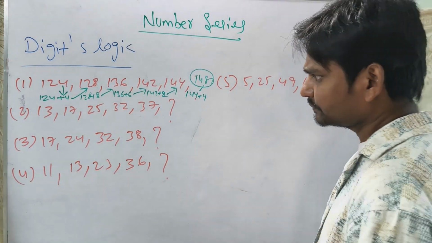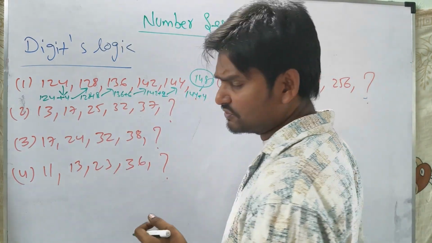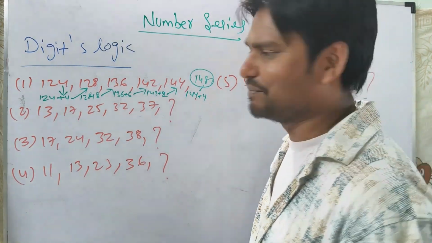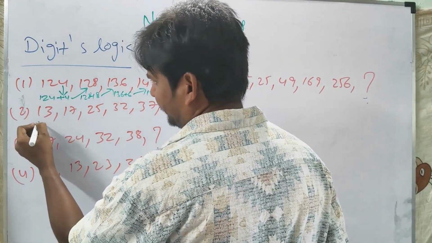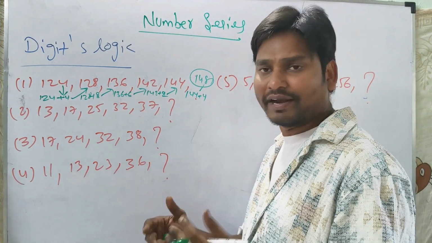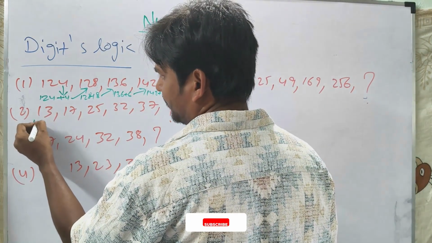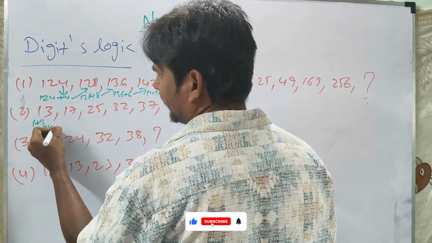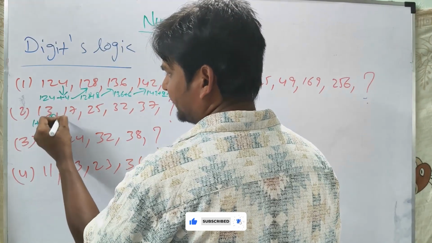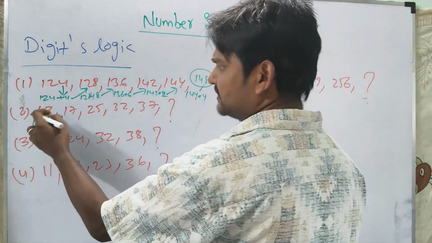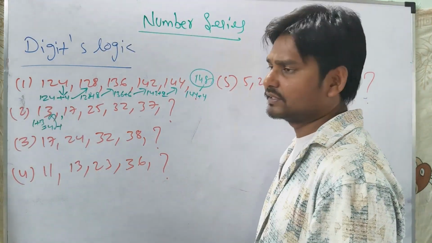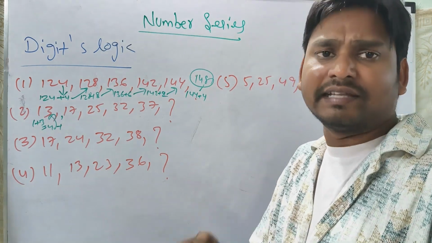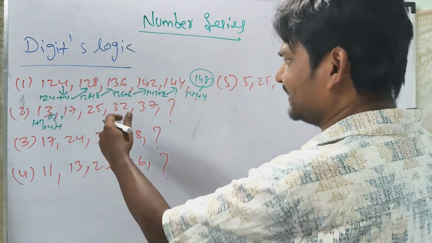Okay, next. Here see, this is based on the sum of the digits of that number. See here, in 13 we have 2 digits, those are 1 and 3. Now add up, 1 plus 3 gives 4. Add it to the same number, then you will get the next term. So 1 plus 3 is 4, 4 plus 13. The sum of the digits of that number, and that result added to the same number, then you will get the next term.